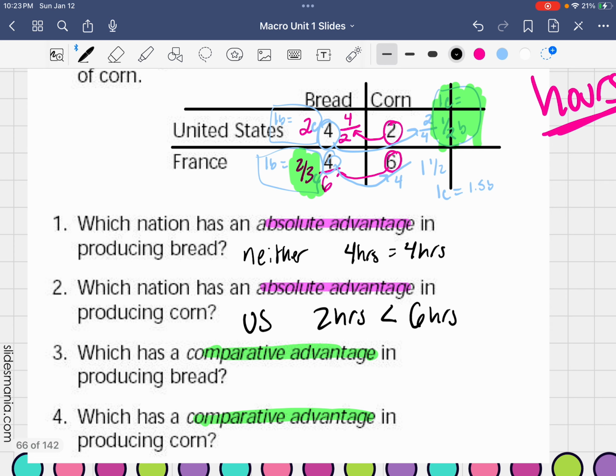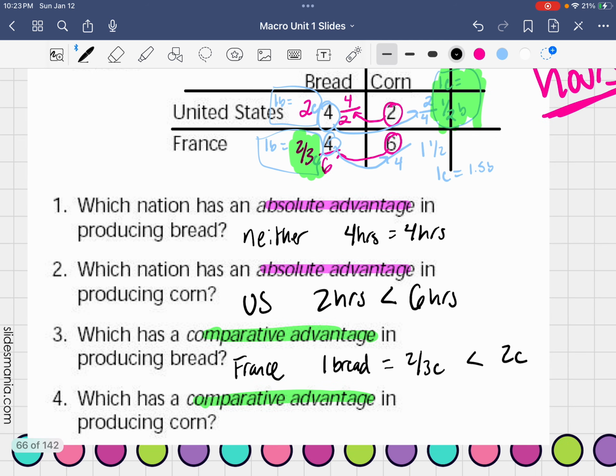So who has the comparative advantage in producing bread? We decided that France. Why? Because the making of one bread in France is like making 2/3 of a corn, which is less than the opportunity cost for the United States, which was 2 corn.